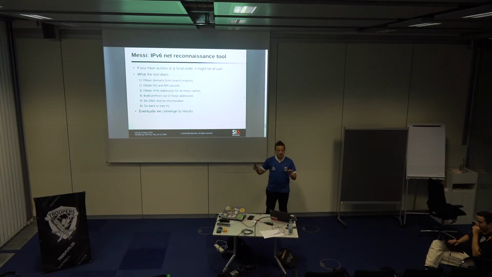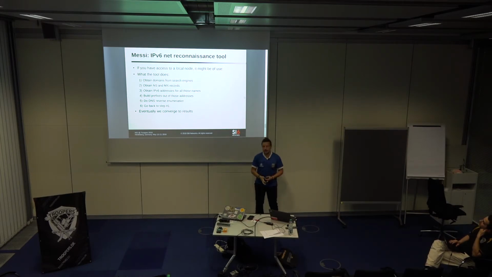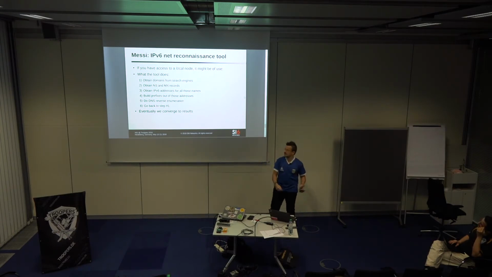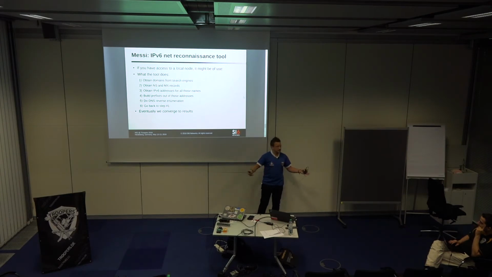And essentially, the tool works like this. First of all, you get domains from search engines. For example, if you want to find names related to troopers, you start with troopers.de, and you try to see what you get from a search engine. Try to start from somewhere. With those domain names, you get NS and MX records. You are generating, again, more names, starting from what you have.